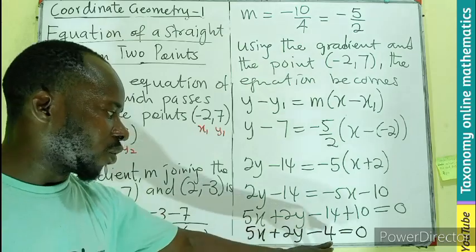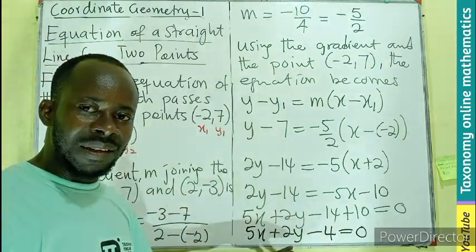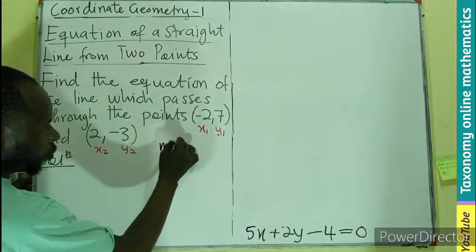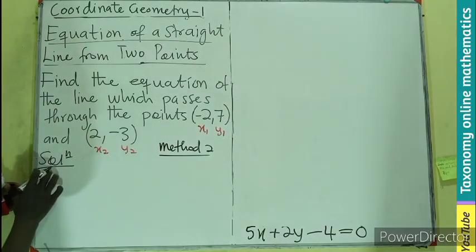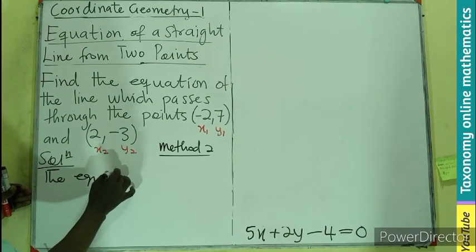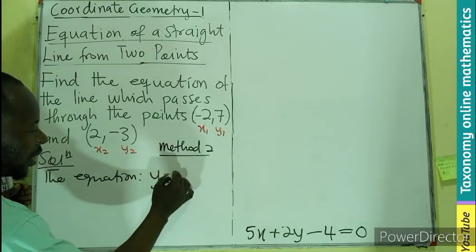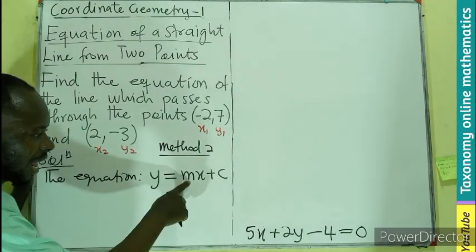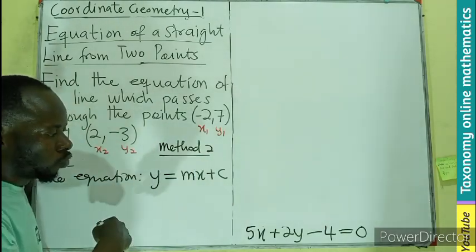Alright, let's keep this in touch whilst we try the second method and see if we arrive at the same answer. So method 2, we know the equation can be given by y equals mx plus c, where m is the gradient. We found the gradient already as -5 on 2.